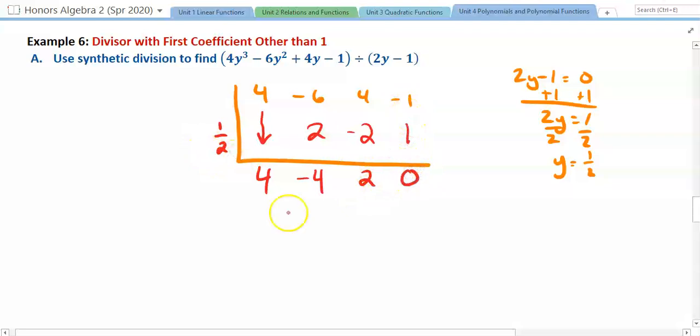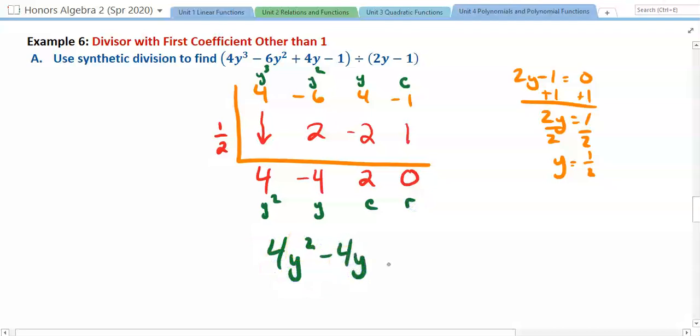And so we end up, remember, let's label out our variables here. So y cubed, y squared, y, and our constant, meaning we get y squared, y, our constant, and remainder, right? And so we're going to be left with 4y squared minus 4y plus 2. There's no remainder, so I don't need to do the back piece. And so we'll be left with that.